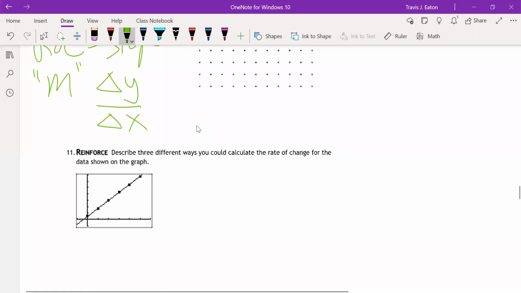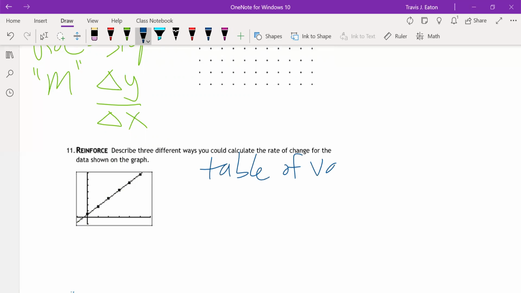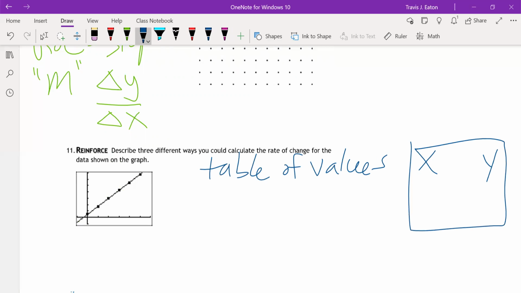Now, question number 11, I don't want it to throw you off. It's a graphing calculator diagram. Describe the 3 different ways you could calculate the rate of change for the data shown on this graph. Well, you could enter the amounts in a table, right? You could always make a table of the values of X and Y, right? You could make a table.